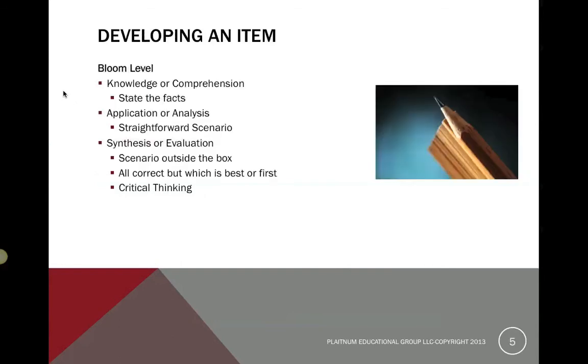So, when developing an item, your Bloom levels, knowledge or comprehension, are basically stating the facts. So, student will be able to describe the principal difference between hemorrhagic shock and hypovolemic shock. So the explanation might be in hemorrhagic shock, it's a shock involving the loss of blood, and in hypovolemic shock, it's a loss of fluid. So which of the following circumstances would fit best into being classified as hemorrhagic shock?